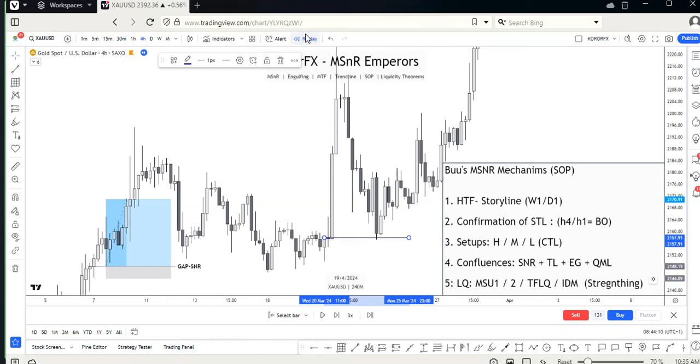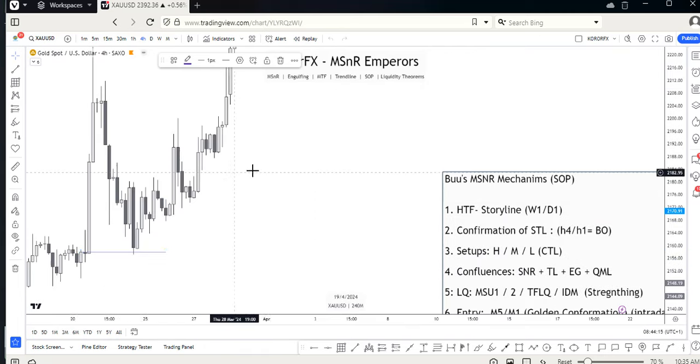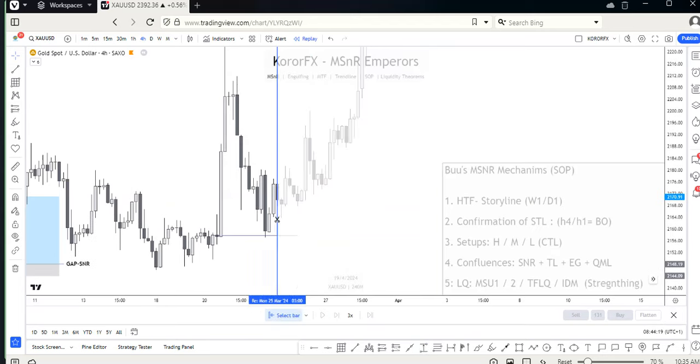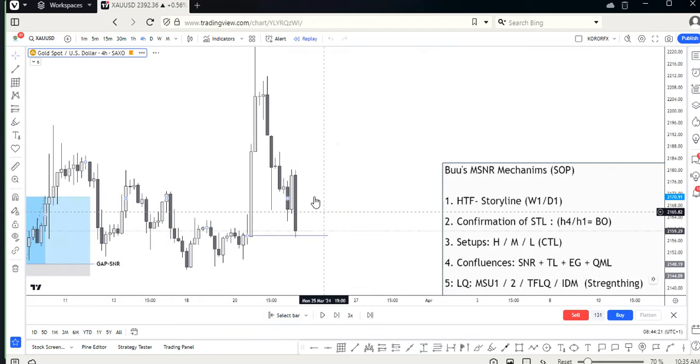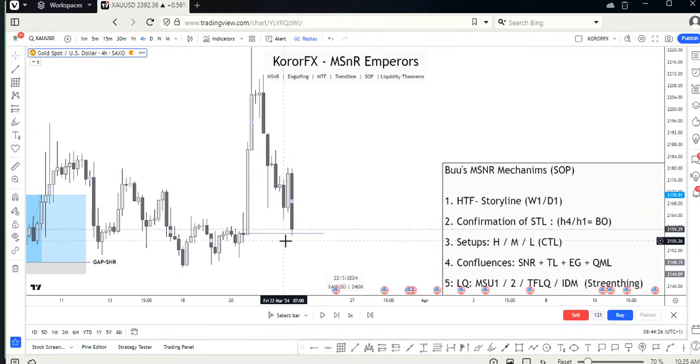So how can I know if price continues or reverses? It's very simple. The next candle will tell you. So this candle touched the SNR with a wick, not body. So how can I know that this sell will continue to the down or reverse? The next candle confirmation is the candle that is next to the rejected candle. This is a rejected candle.